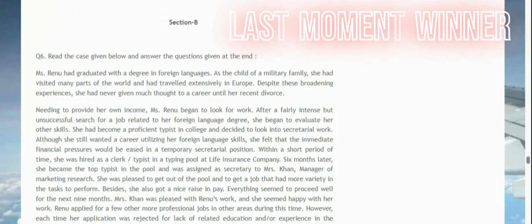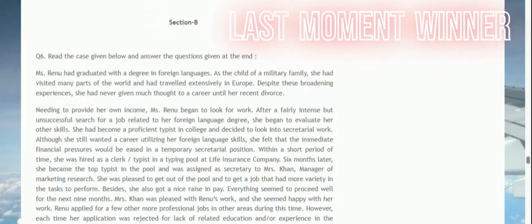After a fairly intense but unsuccessful search for a job related to her foreign language degree, she began to evaluate her other skills. She had become a proficient typist in college and decided to look into secretarial work. Although she still wanted a career utilizing her foreign language skills, she felt that the immediate financial pressures would be eased in a temporary secretarial position.